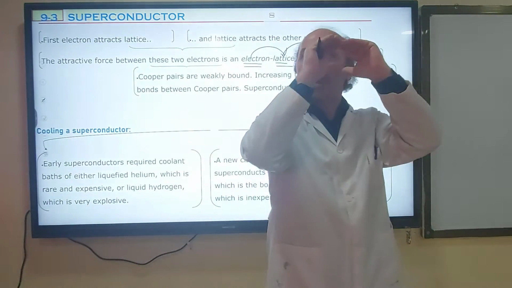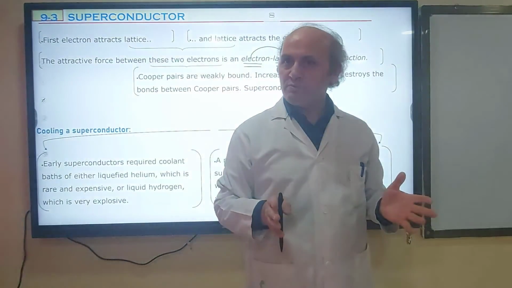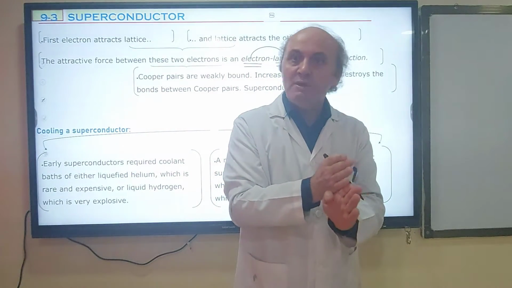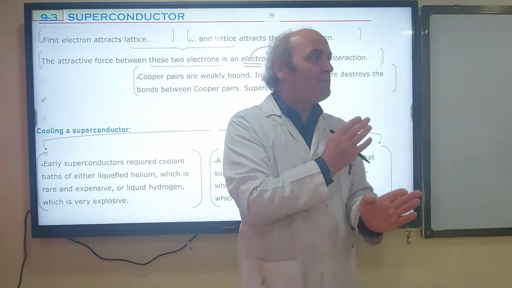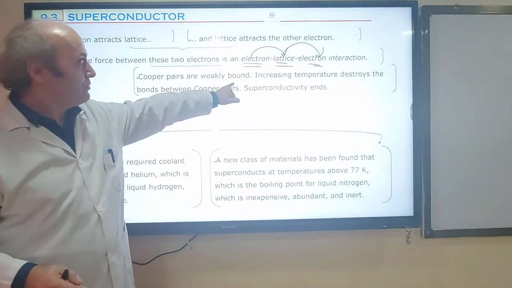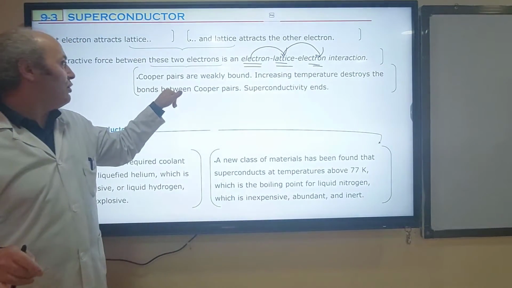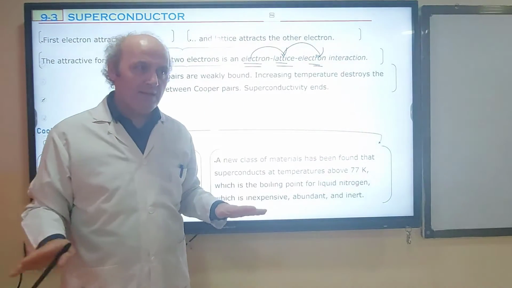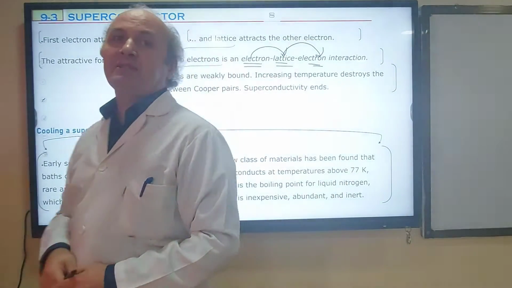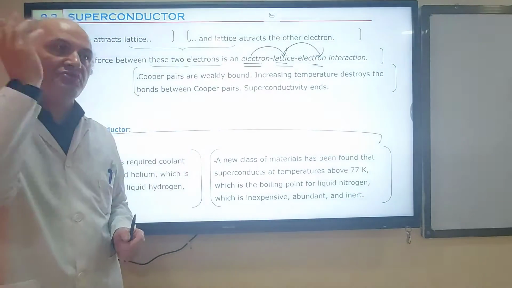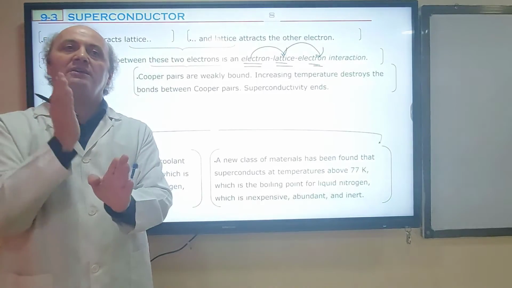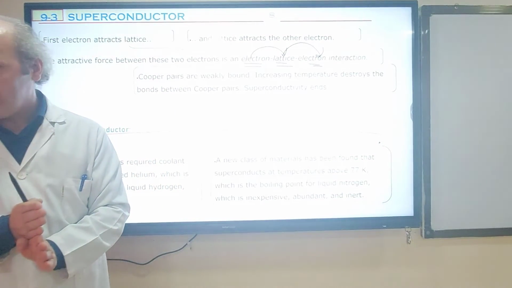Now we understand why it happens suddenly, because Cooper pairs form suddenly at some critical temperature. As soon as Cooper pairs are formed, the material becomes a superconductor. As soon as Cooper pairs are destroyed, it becomes a conductor. Cooper pairs are weakly bound, and increasing temperature destroys the bond between Cooper pairs and superconductivity vanishes. This is the BCS story of how some substance becomes a superconductor suddenly at some critical temperature. The answer is that at that temperature, Cooper pairs are formed, and as soon as they are formed, the solid becomes a superconductor.